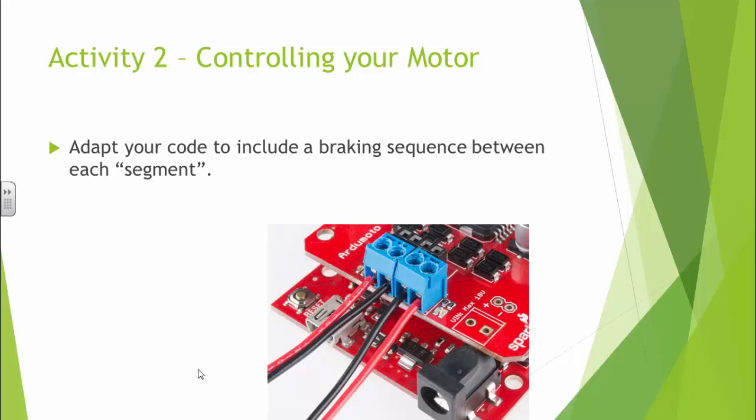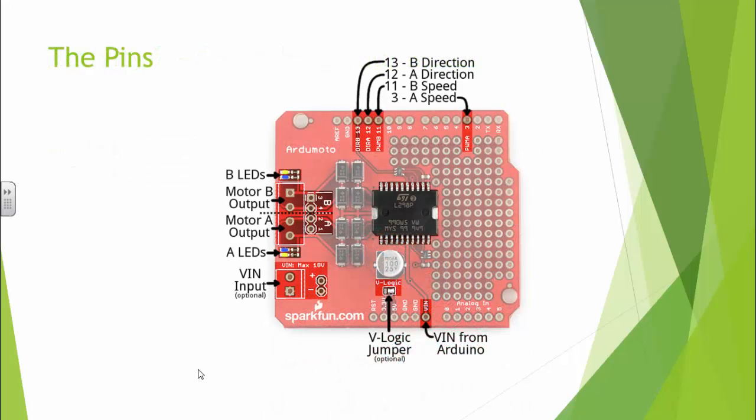You can also adapt that code for activity 2, putting a braking segment between each of your movement sections. By the way, here is from their website the identification of the pins involved with the shield, and here you can see your LEDs for the 2 motors.